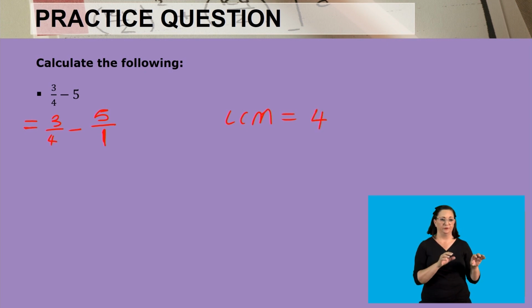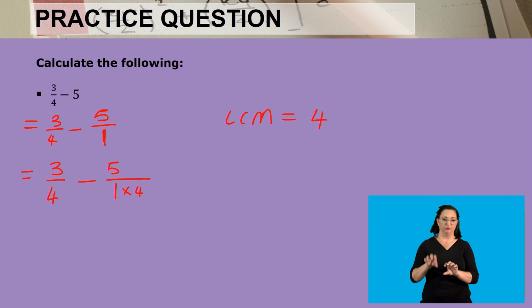So after we find the lowest common multiple, we need to get them to a common denominator. So what are we going to do? Because the first fraction there already has a denominator 4, we are going to leave that fraction as it is. But with the whole number that has been changed into a fraction, we need to multiply the denominator by 4. And if I multiply the denominator by 4, I need to multiply the numerator by 4 so that we keep the value of that fraction. Now we have 3/4 minus 20 quarters.